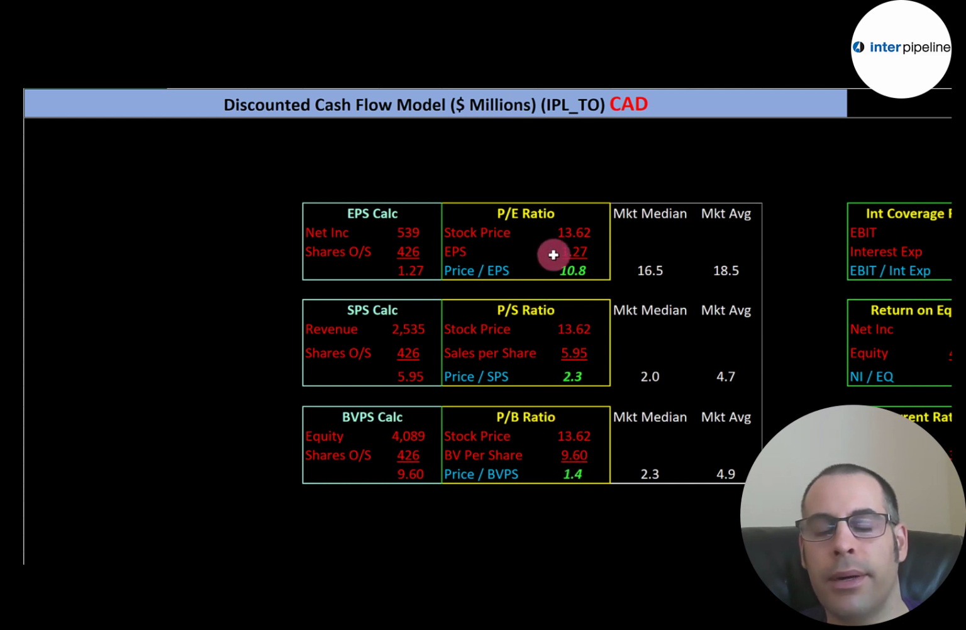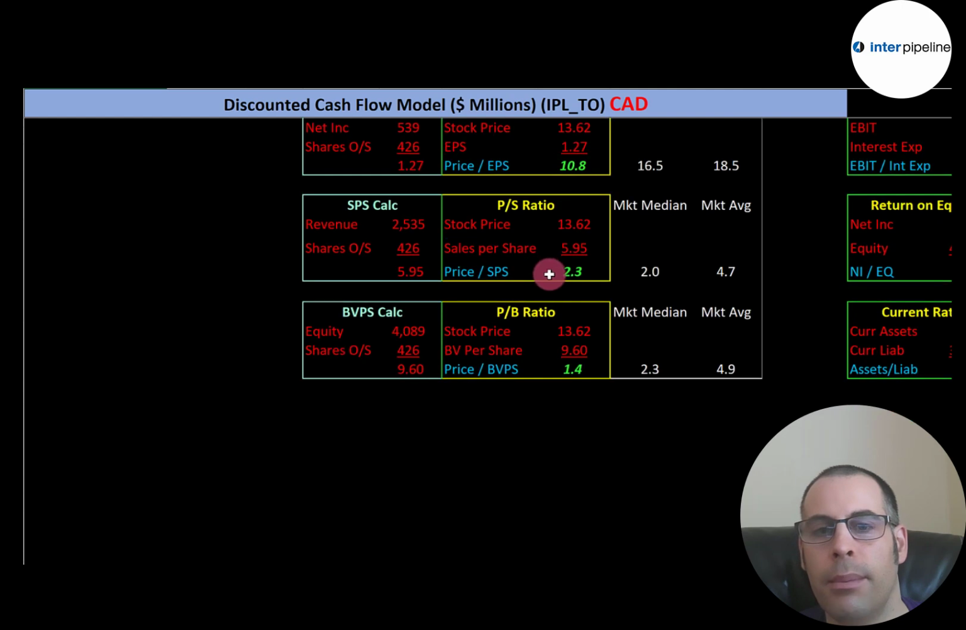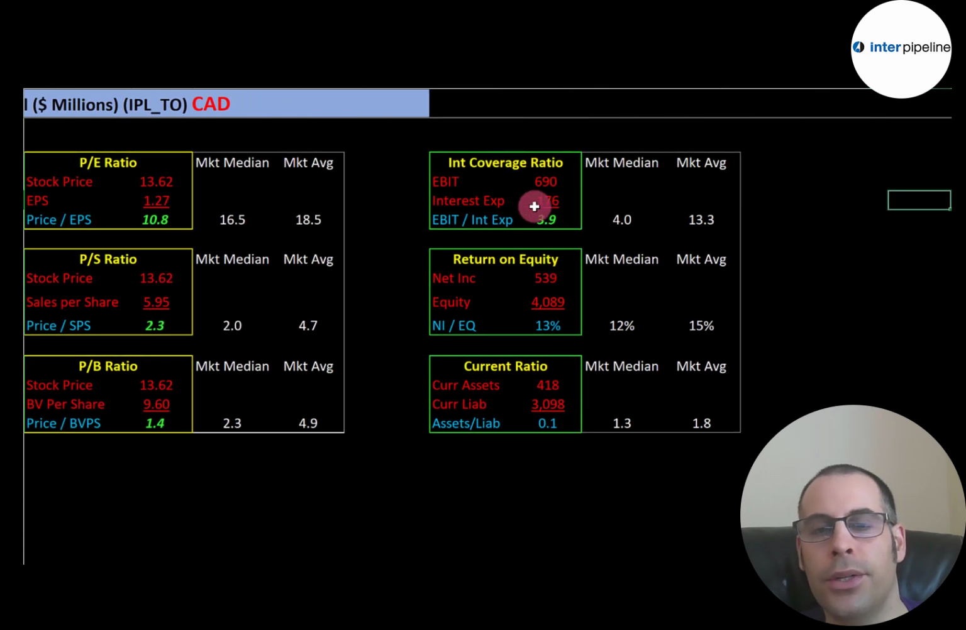PE is stock price over earnings per share. They're at 10.8. Price to sales is stock price over sales per share. They're at 2.3. And price to book is stock price over book value per share. They're at 1.4. Good interest coverage ratio, that's EBIT over interest expense, they're at 3.9, so they can easily cover their interest payments. ROE is a little low, that's net income over equity, they're at 13%.